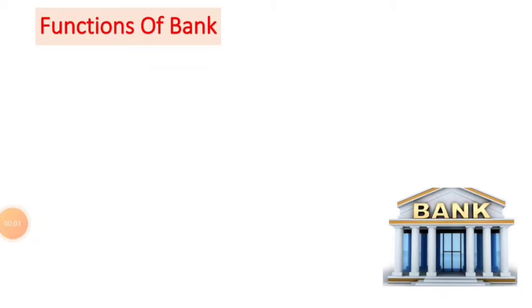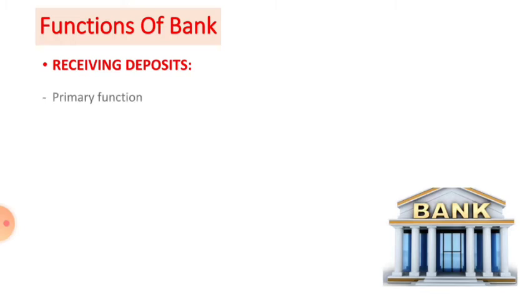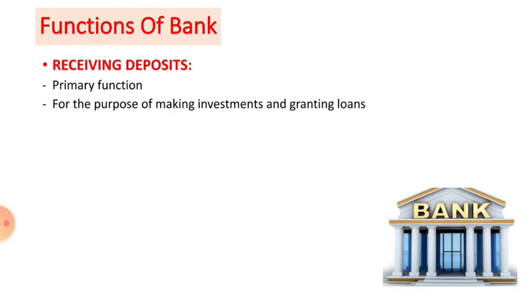Now we are going to do the functions of bank. First main function is receiving deposits. It is the primary function of a bank. A bank accepts deposits from the people for the purpose of making investments and granting loans. People deposit their money in the bank for the sake of safety and also for the sake of earning interest, which is paid by the bank. Thus, banks are both borrowers and lenders of money.